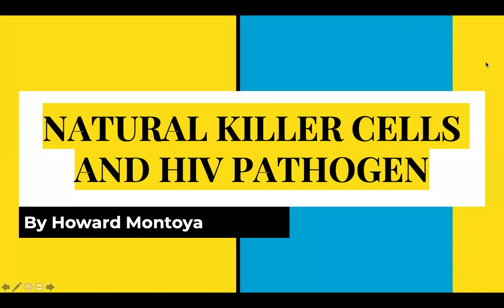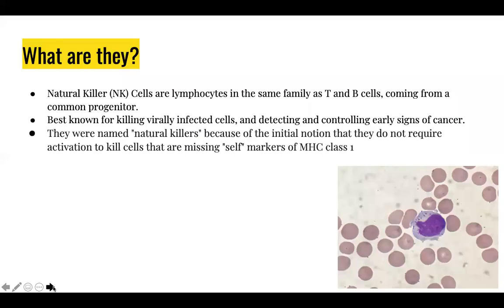Natural killer cells and HIV pathogens. What are they? Natural killer cells, NK cells, are lymphocytes in the same family as T cells and B cells.